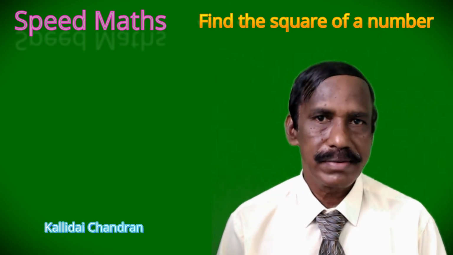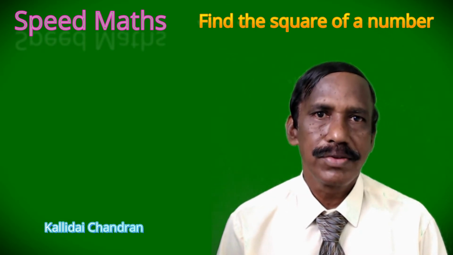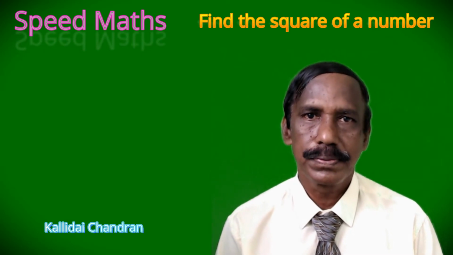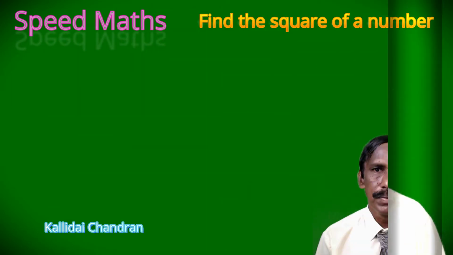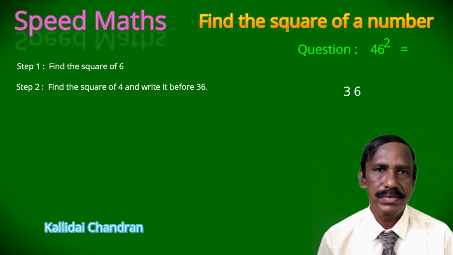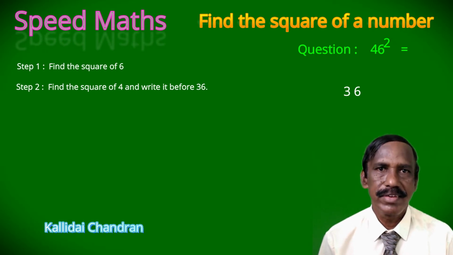Using SpeedMax, how to find the square of a number, that we are going to see now. We have to find the answer of 46 square. Now, find the square of 6, that is 36. Write it down. Then find the square of 4, it is 16. Write 16 just before 36 as displayed here.